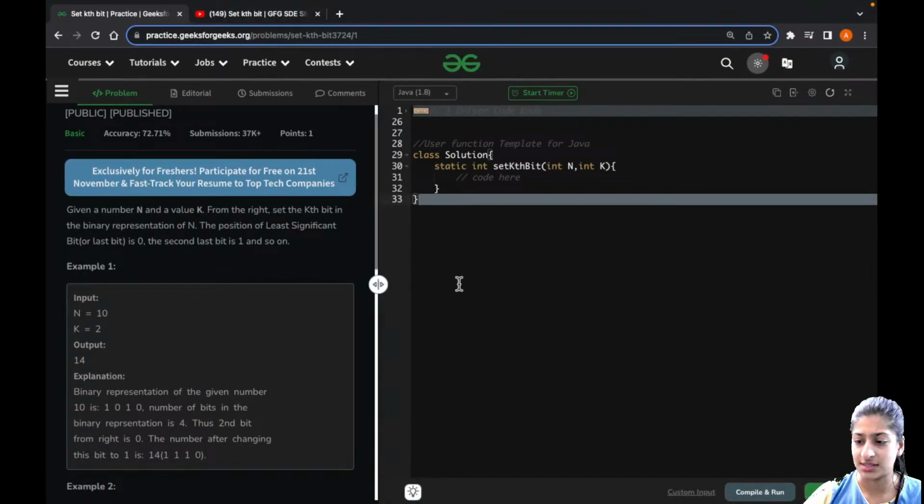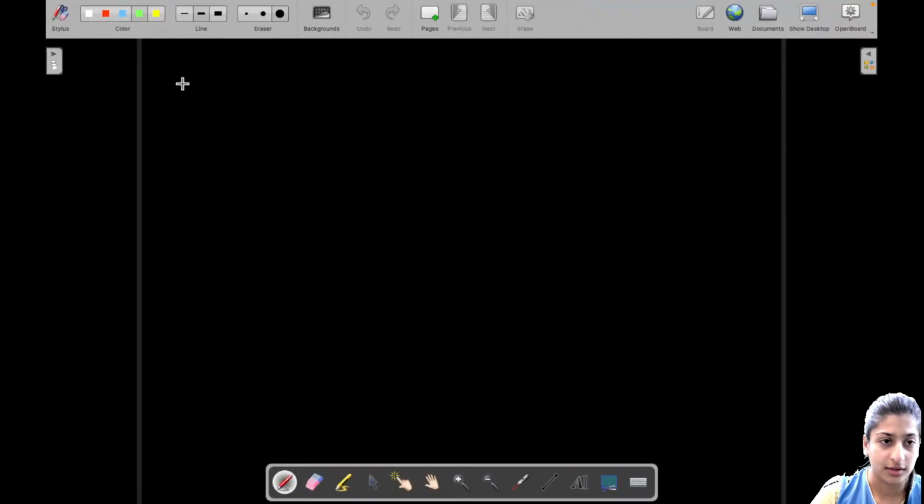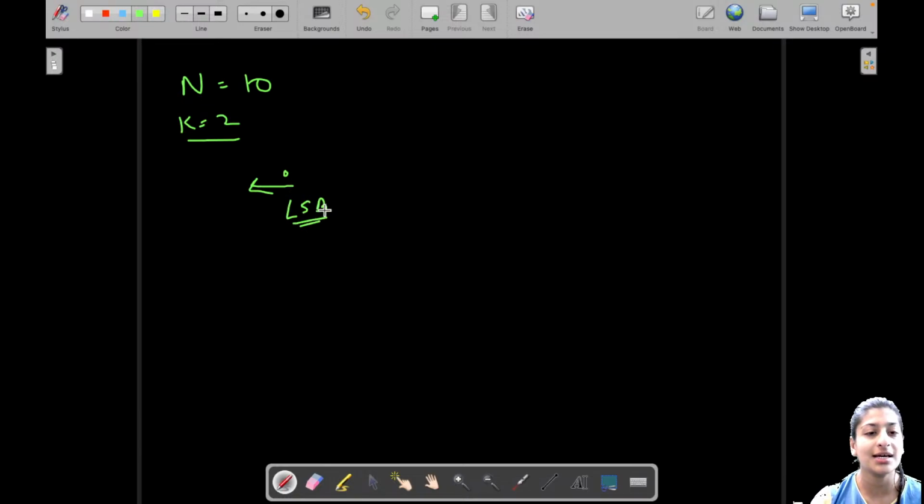Let me just take this example. So let's take n is equal to 10, and your k is 2. So you have to set the second index, starting from the 0th index from the rightmost, that is the least significant bit. When I'm saying you have to change the kth bit in n to 1, that means you are moving from the least significant bit, so your movement is from right to left, starting from index 0, 1, 2.